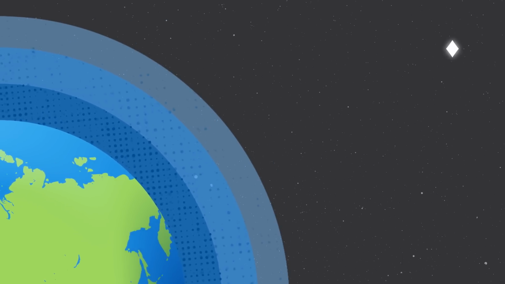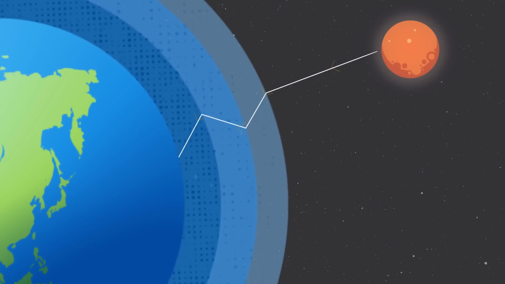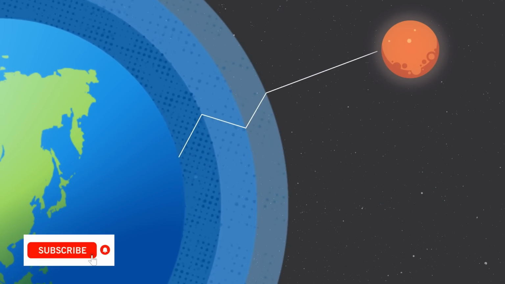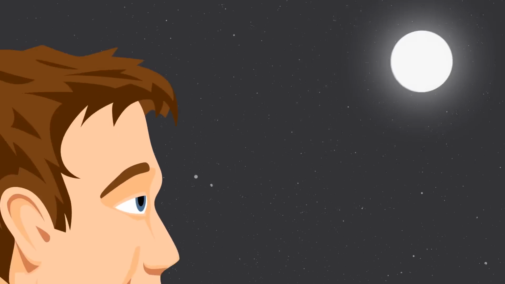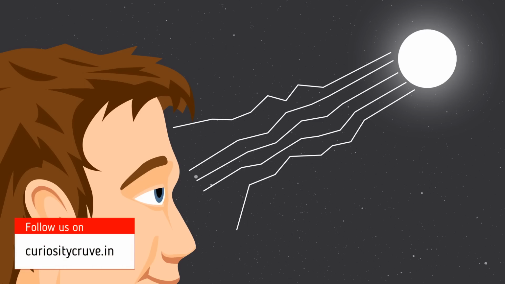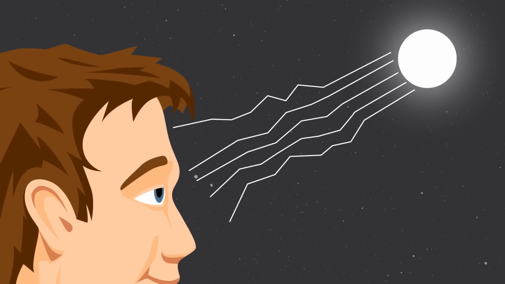Now you may ask, why don't planets seem to twinkle? Even their light is refracted in Earth's atmosphere. But here's the difference. Planets are like disks, much closer to the Earth, and each point on a planet acts as a source of light. So when light from one point on the planet disk bends in one way, another point on the disk might bend the other way, cancelling out the twinkling effect, and that's why planets appear to shine steadily.